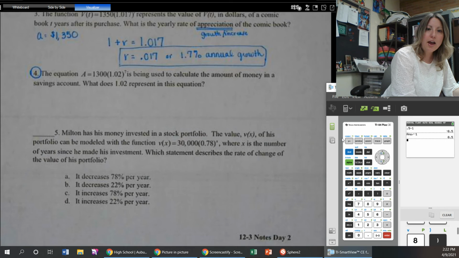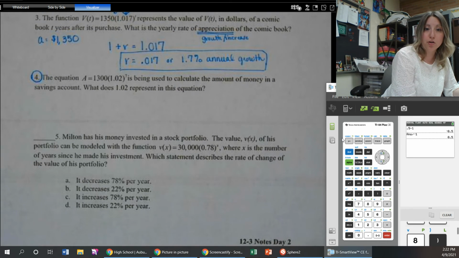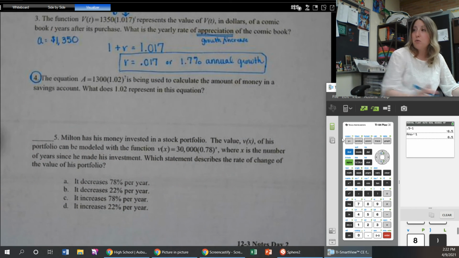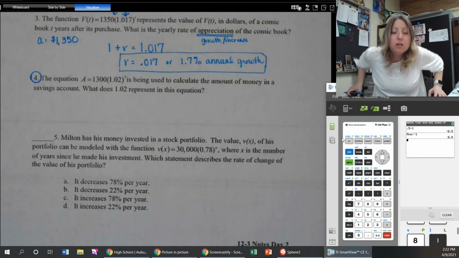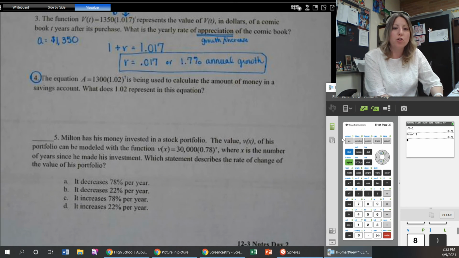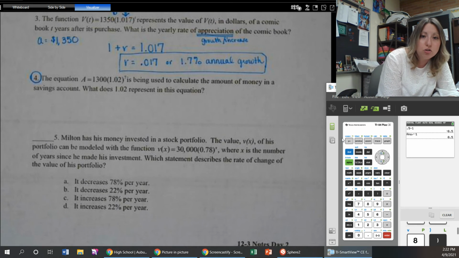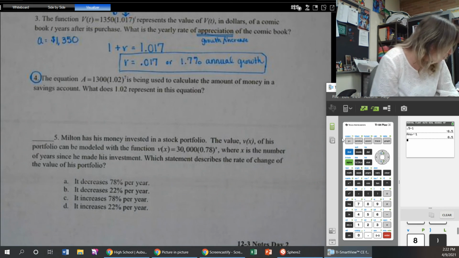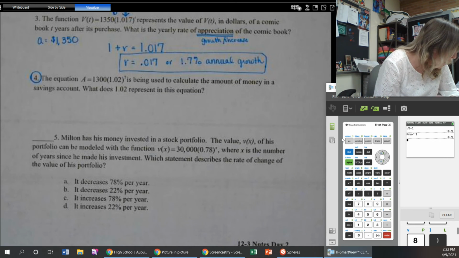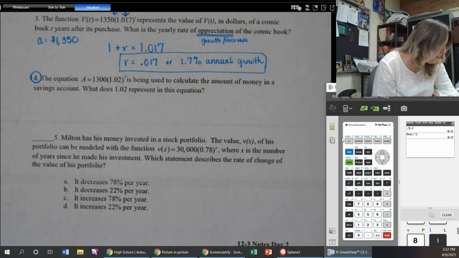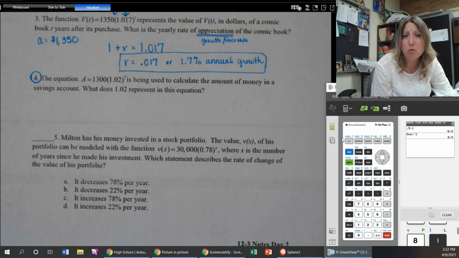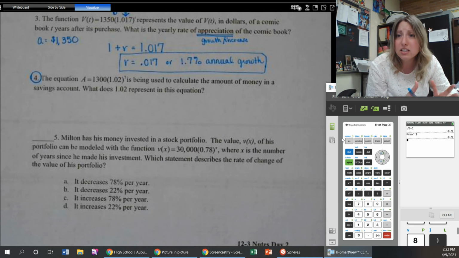Milton has his money invested in a stock portfolio. Okay, typically with investing, we like that to be an increase, but let's read about Milton. The value V of X in his portfolio can be modeled by the function V of X equals 30,000 times 0.78 to the X. Whoa, Milton, good for you. That's how much you initially invested. Where X is the number of years since he made his investment, which statement describes the rate of change? Oh, poor Milton. Is his investment growing?